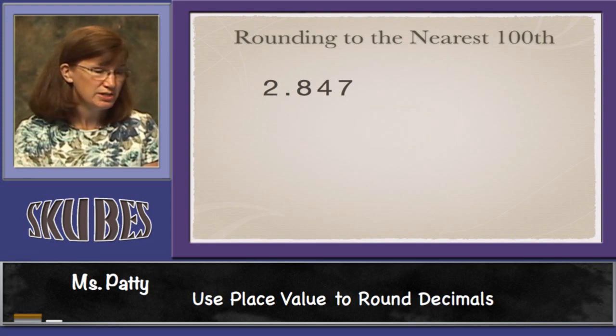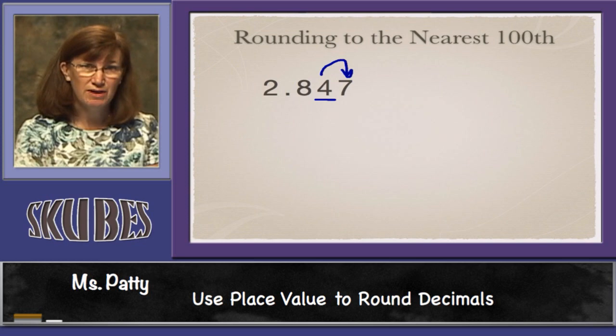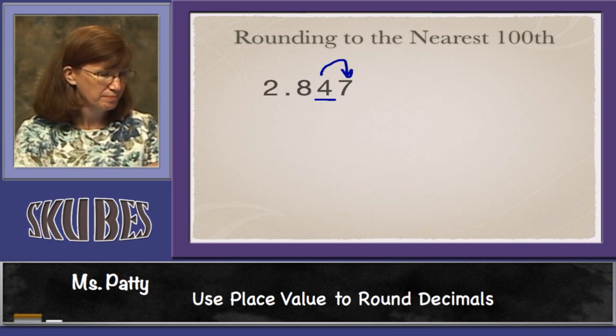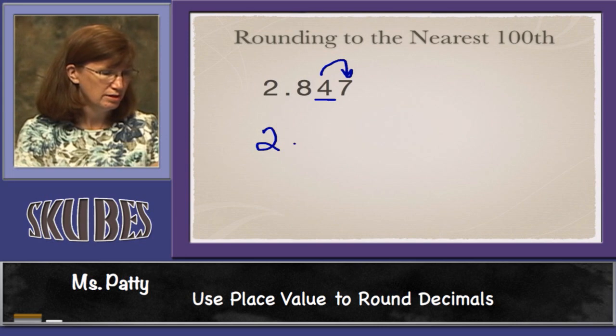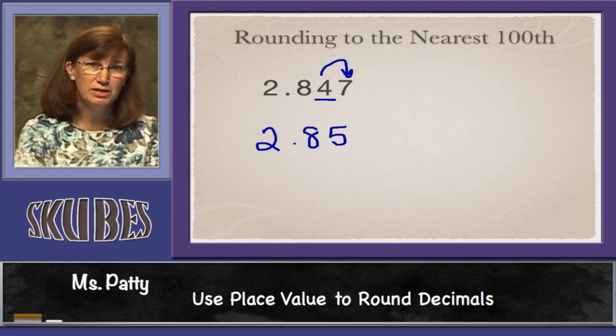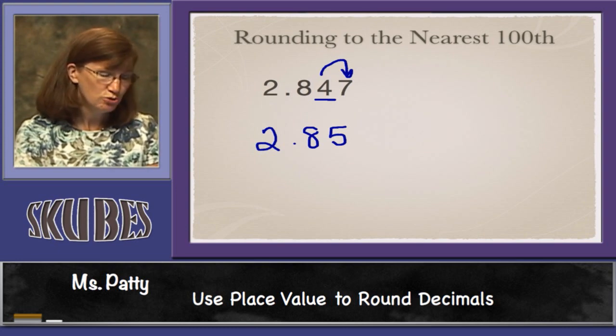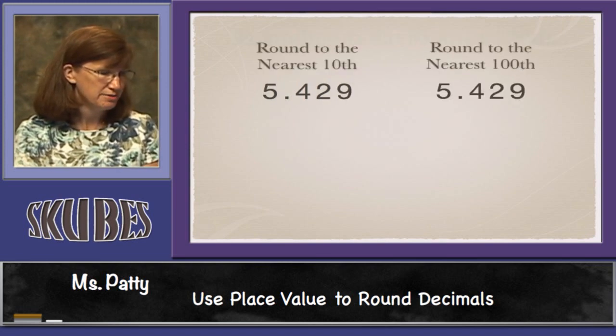If we were to round to the nearest hundredth, there are 2 zeros in 100. That means it's my second place behind the decimal. That's the 4 this time. My determining digit is the 7. 7 is between 5 and 9, so I will round up. My answer will be 2 and 85/100. Again, the 7 would become a 0 if we were doing whole numbers, but because we're doing decimals, it would become a 0 and we drop it. We don't need that 0. So 2 and 85/100 is our answer. Let's do a couple more to practice.